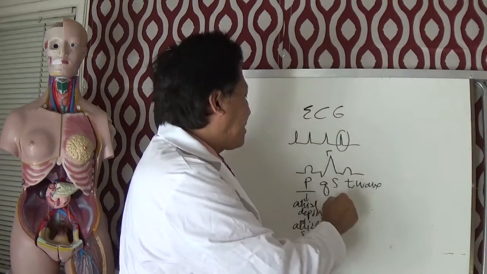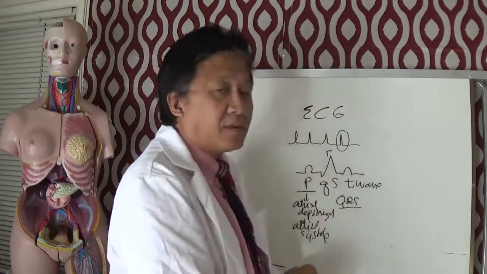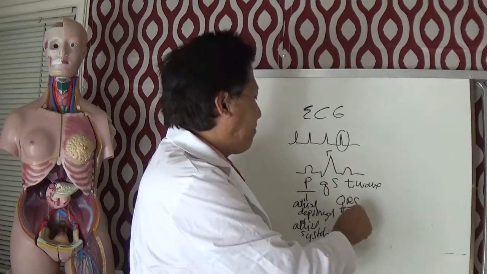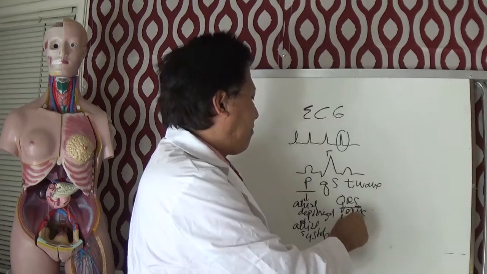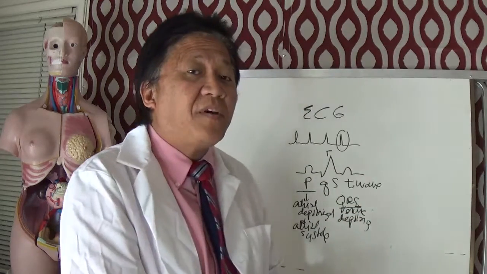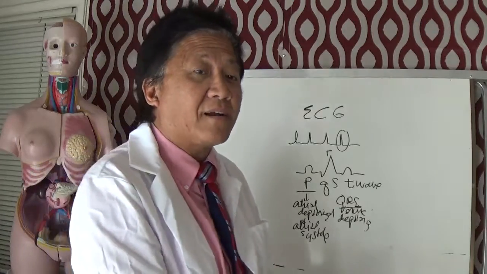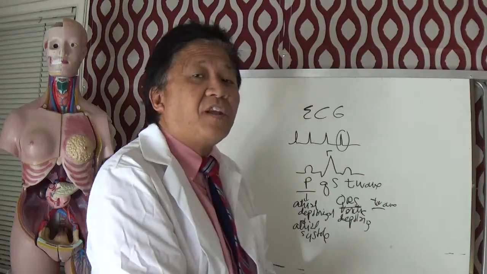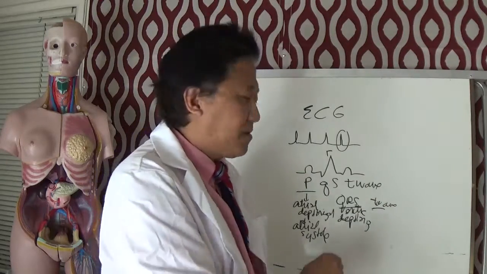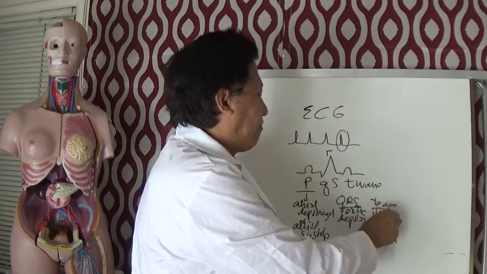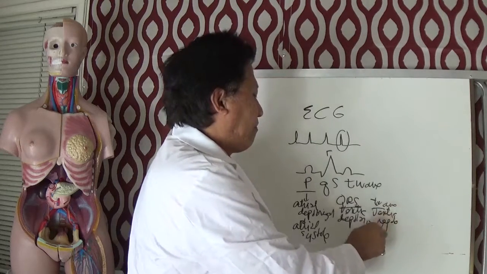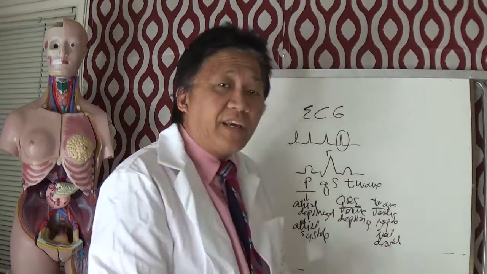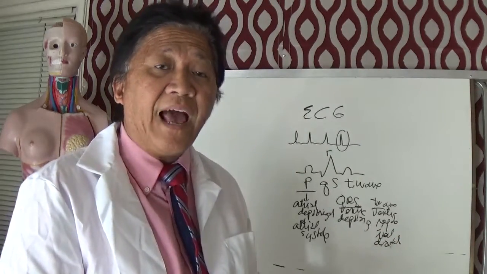On the other hand, the QRS complex represents ventricular depolarization, which essentially leads to ventricular systole, or when the muscles contract. What about the T wave? It's the ventricular repolarization, which eventually leads to ventricular diastole, or when the muscles relax.